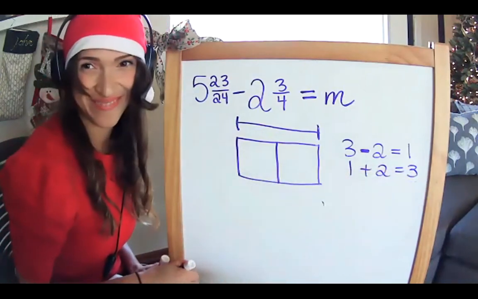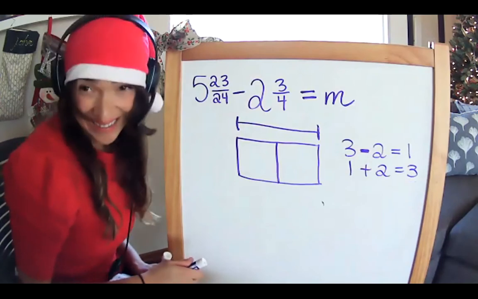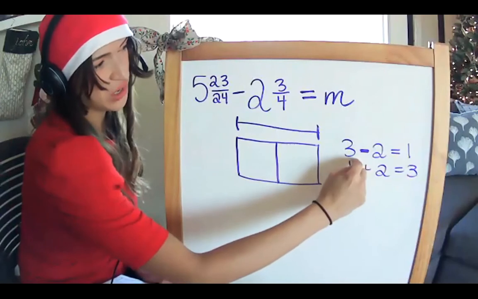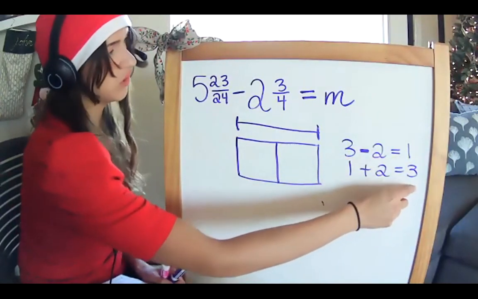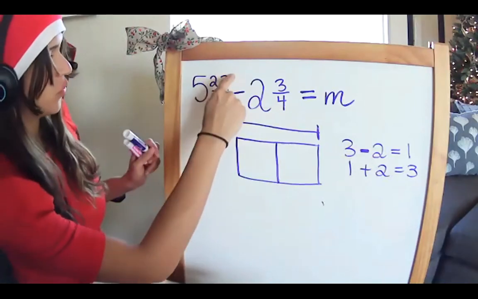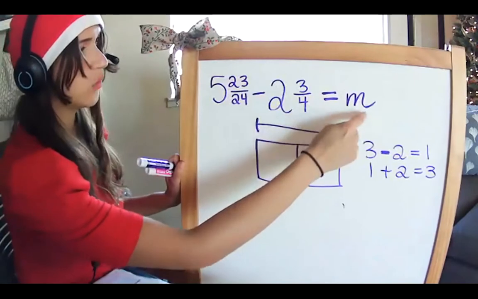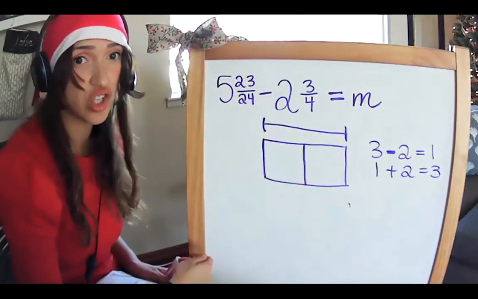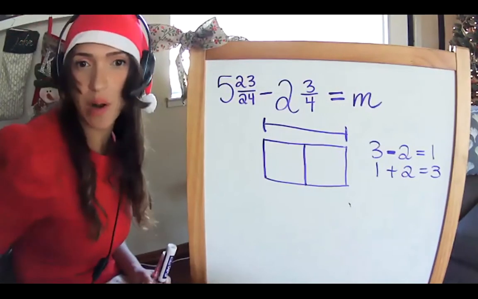Oh, that makes sense. It's a fact family. You are using the inverse operation. 3 minus 2 equals 1 is the same as 1 plus 2 equals 3. So if I have 5 and 23/24 minus 2 and 3/4 equals m, how can I turn that into an addition problem?